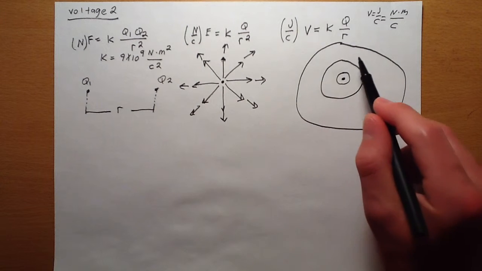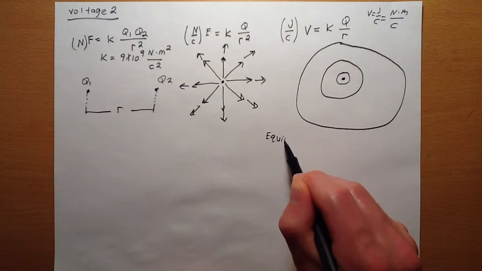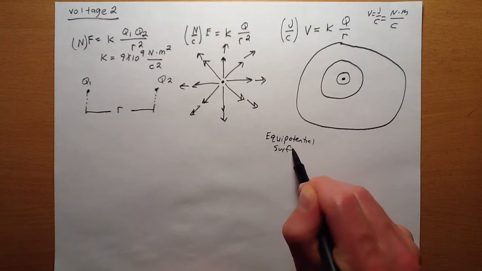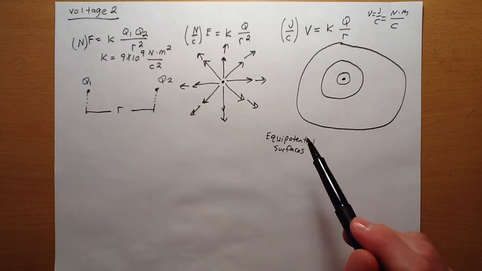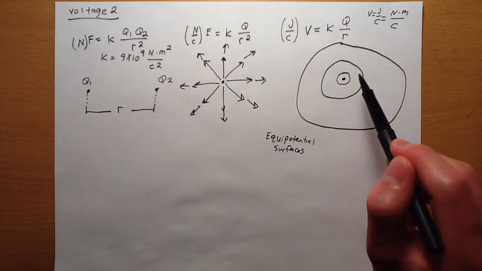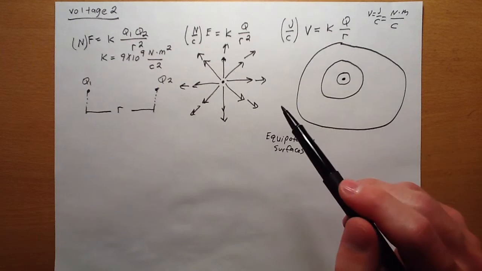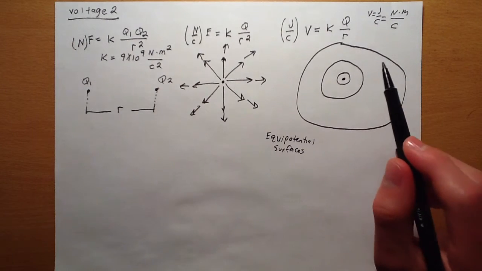These lines represent equipotential surfaces. Equipotential surfaces are surfaces that have the same electrical potential, and we know from the previous section that electrical potential is voltage.